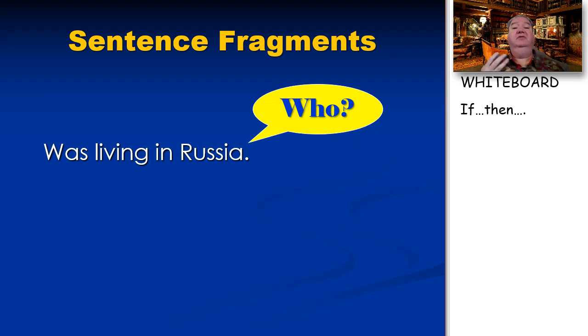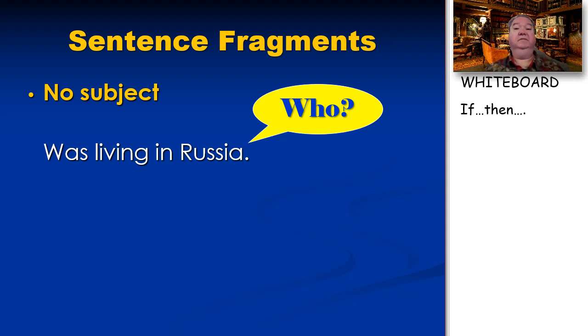Was living in Russia. Who? Who was living in Russia? What is wrong with this sentence? If we simply say was living in Russia, what's wrong? There is no subject here. We have a verb, but we don't have a subject. How do we fix it?